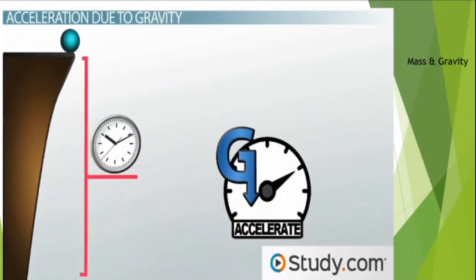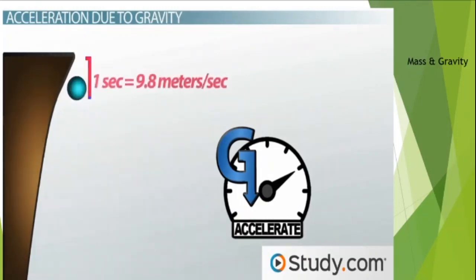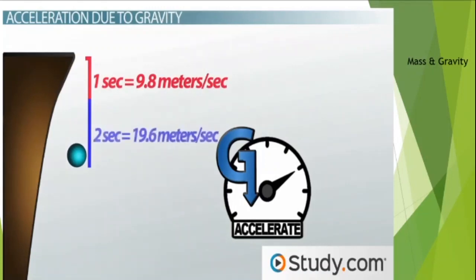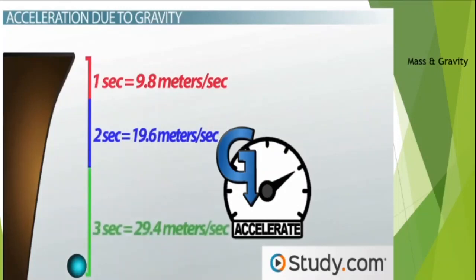Let's look at the speed of the ball as it drops over time. This is going to help us understand how gravity causes acceleration. As you see on the screen, the ball will accelerate to a speed of 9.8 meters per second in the first second of travel. Over the next second, the speed of the ball will again increase by 9.8 meters per second, meaning it's traveling at 19.6 meters per second. The same thing will happen during the third second of time, so the ball will be traveling at 29.4 meters per second. With each second, the ball's speed increases by 9.8 meters per second.